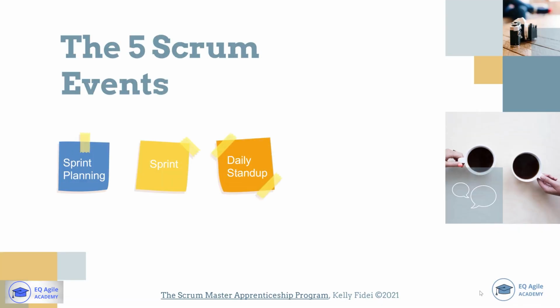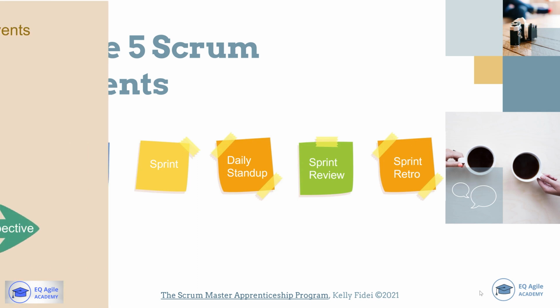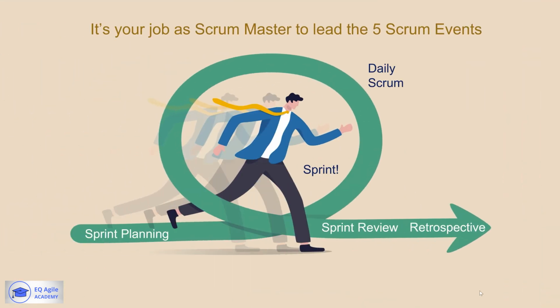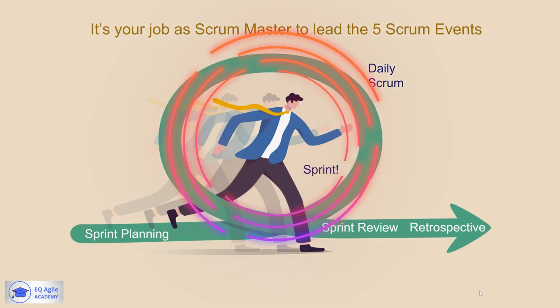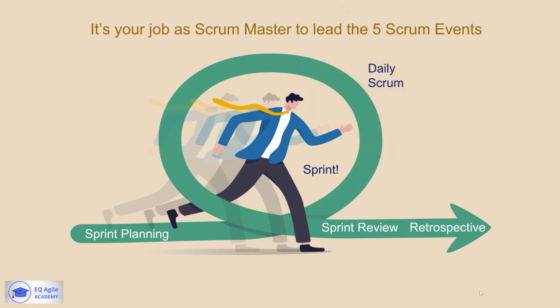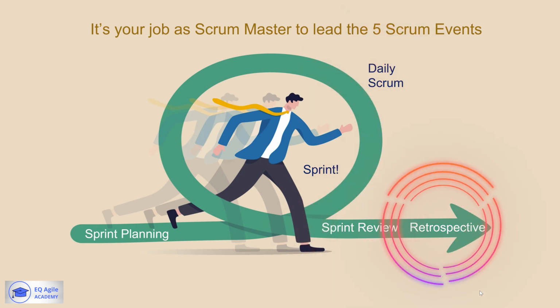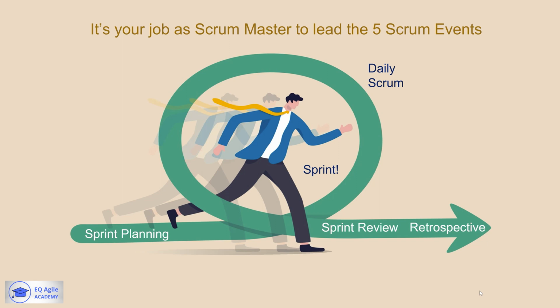So remember from training how there's 5 Scrum events? There used to be 4, now there's 5. It's your job to lead the team in those, all of them. So let's review them and your role in each. They include sprint planning, the sprint, and then the daily stand-up, the sprint review, and the sprint retrospective. Backlog refinement is separate.